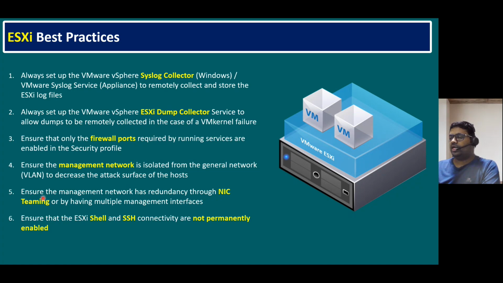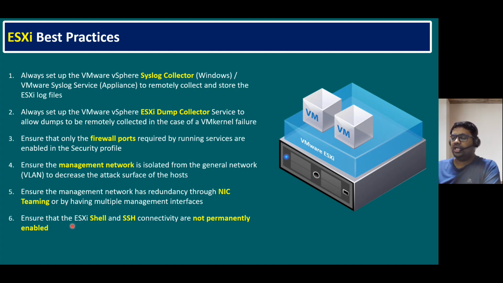Okay, and the fifth point: ensure the management network has redundancy through NIC teaming. It's also a recommended best practice. But in our home lab, even if one ESXi is running with one NIC or two NICs, it's okay. In a production environment, for the management network, we should reserve two physical NICs. Similarly, for virtual machine traffic, we should reserve two NICs, minimally two, and you can assign more than two also. We assign two NICs because configuring NIC teaming requires minimally two NICs. Teaming of multiple NICs helps us in case one network is down, and the ESXi host starts connecting to the other network.